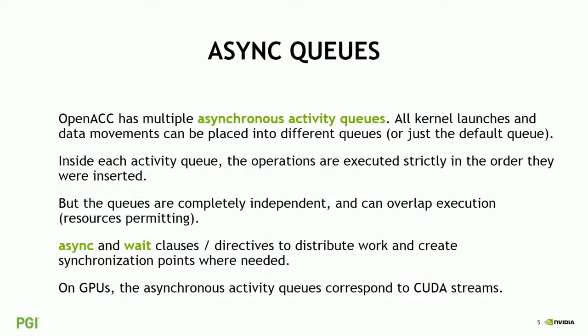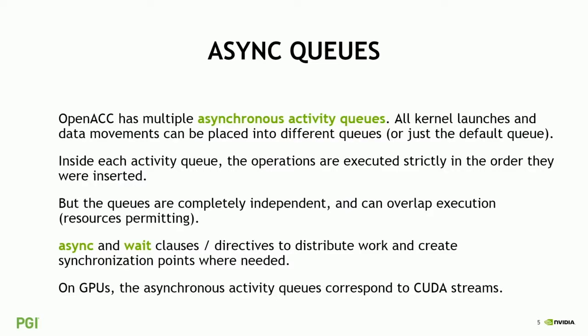The way this is mapped in OpenACC are the so-called async queues. That's a short term. In full, if you look into the OpenACC standard, these things are referred to as asynchronous activity queues. What these are is basically a set of queues, and every kernel and every data movement that you write can be put in any of those queues.